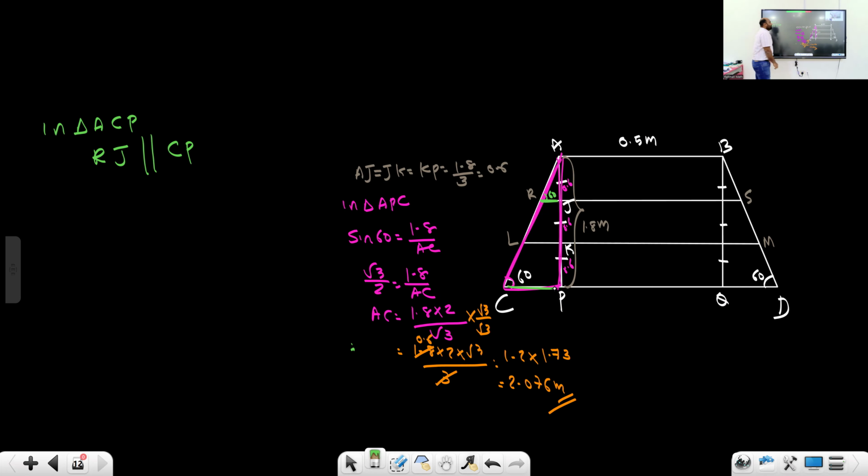Therefore, by BPT, AR by AC. What is the AR by AC means? Part by whole. Or one term I used, corollary. But you don't need to use that one. By BPT you can write AR by AC equal to AJ by AP. AR we want to find.